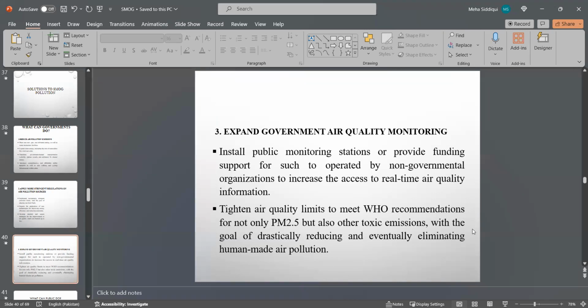Third is to expand government air quality monitoring: install public monitoring stations, or provide funding support for non-governmental organizations to operate them, to increase access to real-time air quality information. Tighten air quality limits to meet WHO recommendations for not only particulate matter 2.5 but also toxic emissions, with the goal of drastically reducing and eventually eliminating human-made pollution.